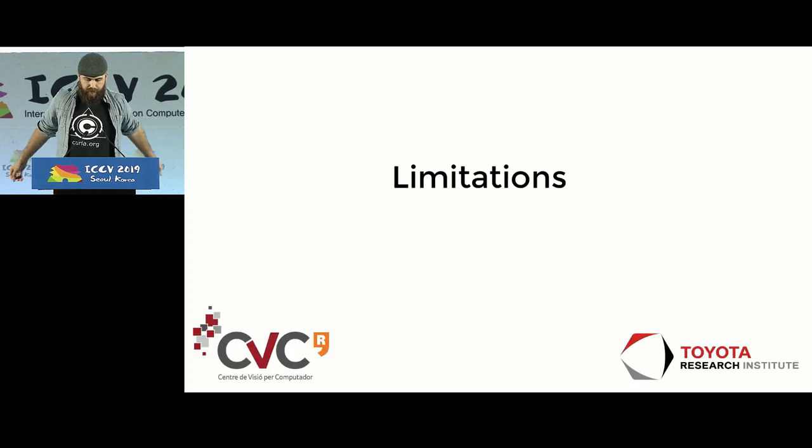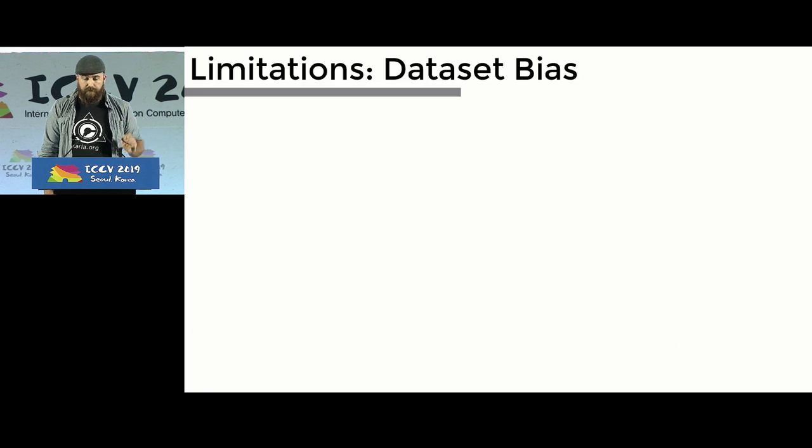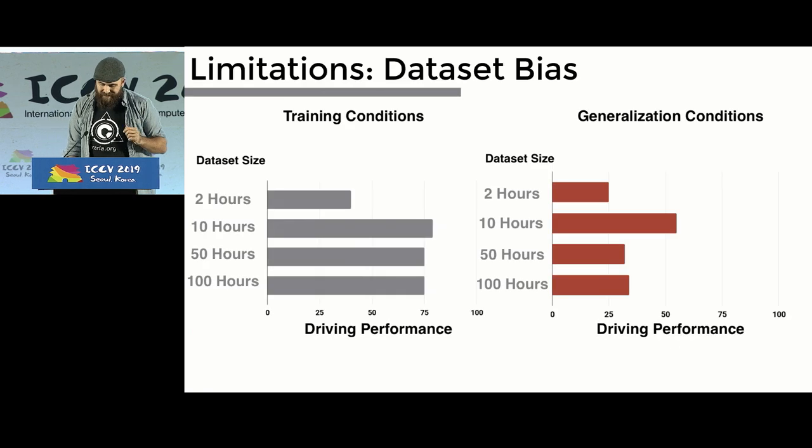The first limitation that we observe is the dataset bias. We can see that as we increase the amount of data, the results stop improving and can even get worse in generalization conditions.